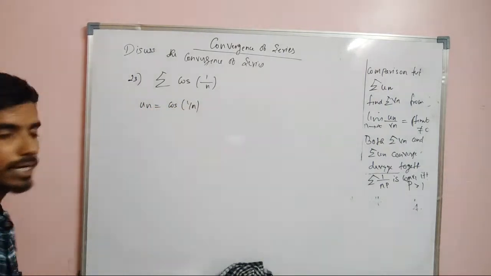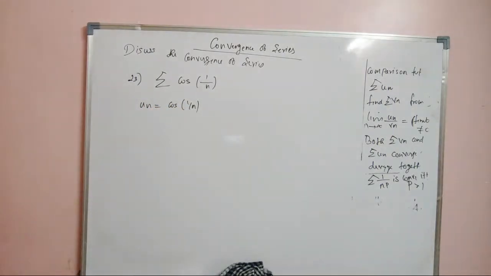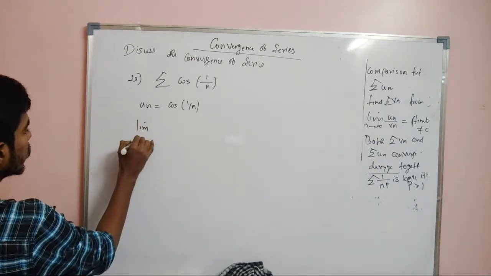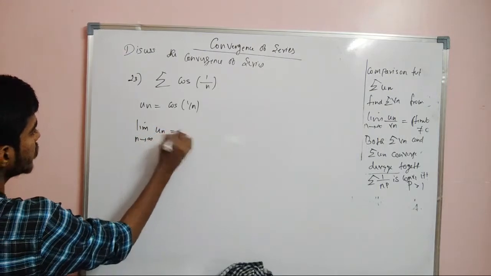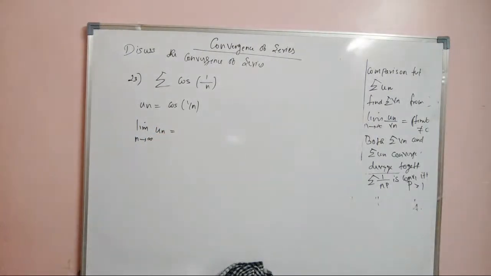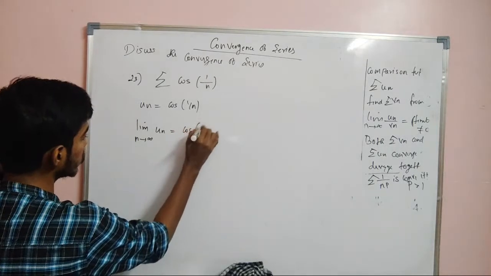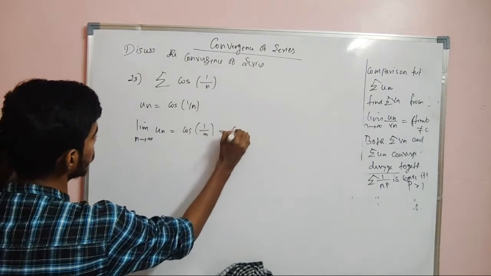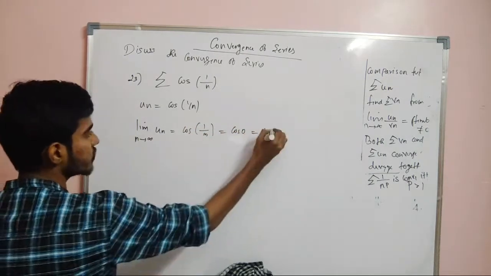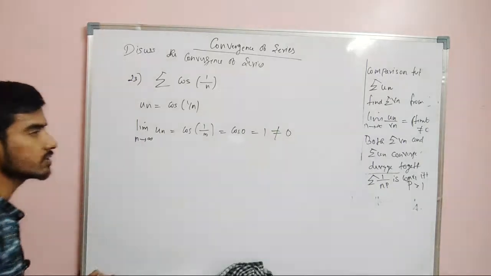Now you can expand cos 1 by n in the cos x expansion, or you can simply see that limit n tends to infinity un has to be equal to 0, then only we can make use of any result. So limit n tends to infinity, this will be cos 1 by infinity, this will be cos 0, which is 1. So you can say this is not equal to 0.